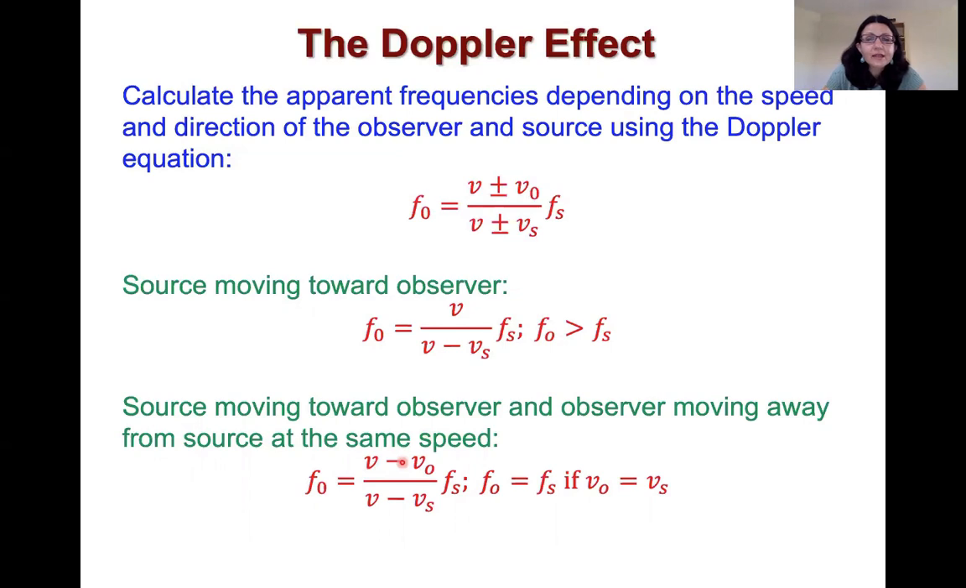So if we look back at this equation, back to the previous slide, we should find that when the observer is moving away from the source, that should be a minus sign. So that's a minus sign here. And when the source is moving towards the observer, in the denominator, again, a minus sign. And now what I'm saying is let's set V naught and Vs equal to each other. So if they're equal, then this ratio just becomes 1 and the two frequencies are equal.